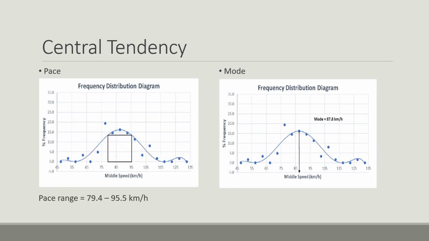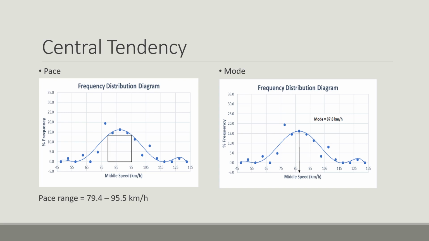Another parameter of central tendency is the base. It is found using the frequency distribution curve, and it is defined as the 10 mile per hour increment in speeds that represents the highest portion of observed speed. So we found the base range to be from 79.4 to 95.5 km per hour.